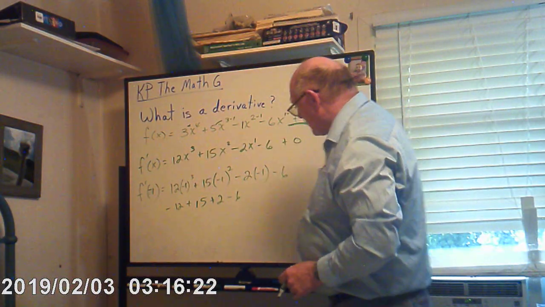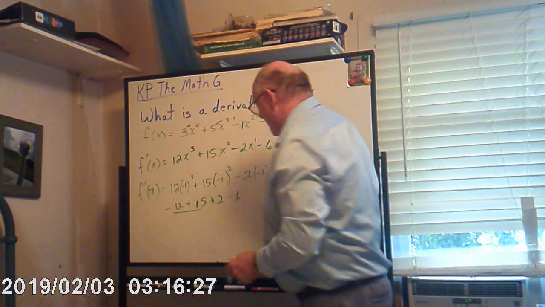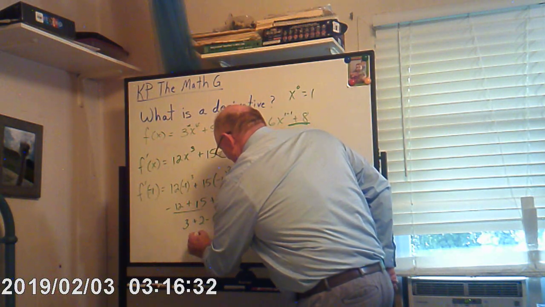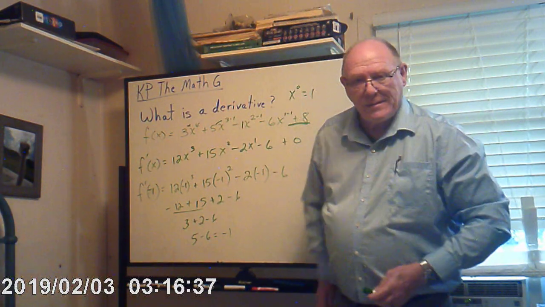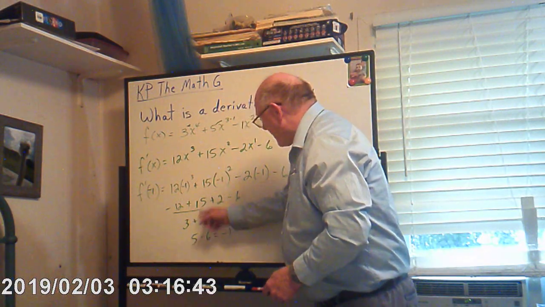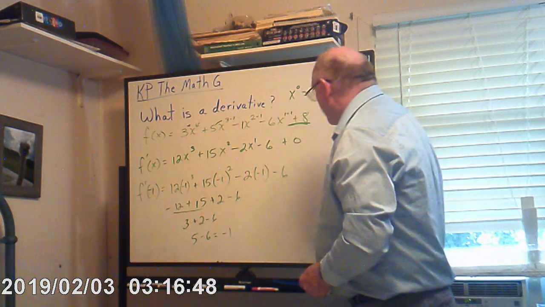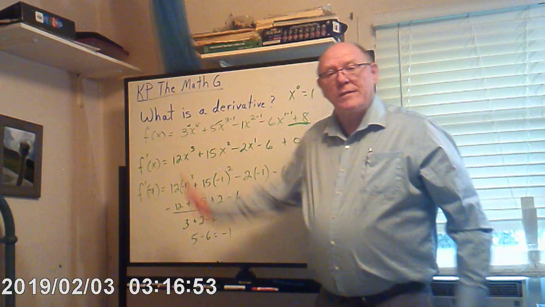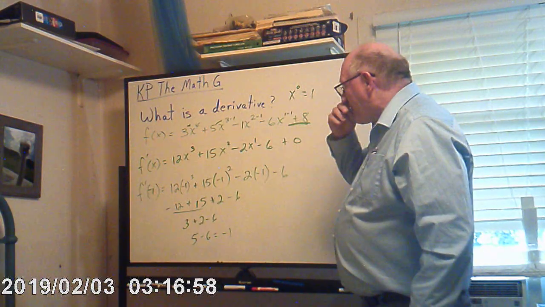It doesn't matter how you do it really. Put it from left to right if you want to. -12 plus 15 is 3. 3 plus 2 is 5. 5 minus 6 is -1. So the slope is negative, which means it goes down to the left. So this could represent a number of things.